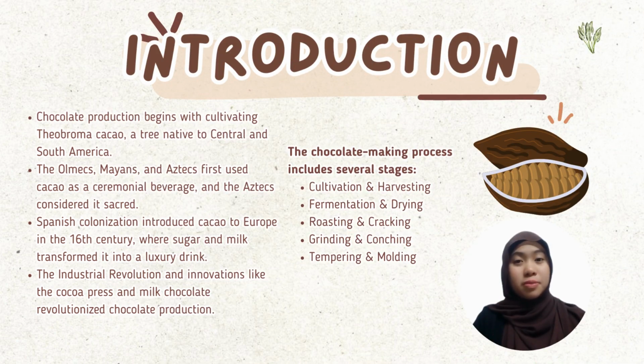Introduction, where we explain the background of the product. Chocolate production begins with cultivating Theobroma cacao, which is a tree native to Central and South America.